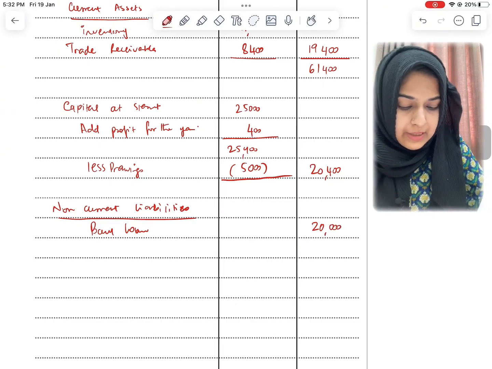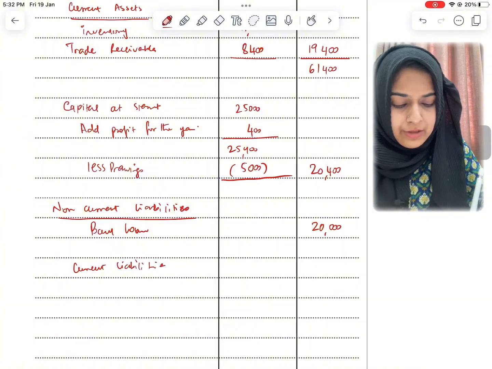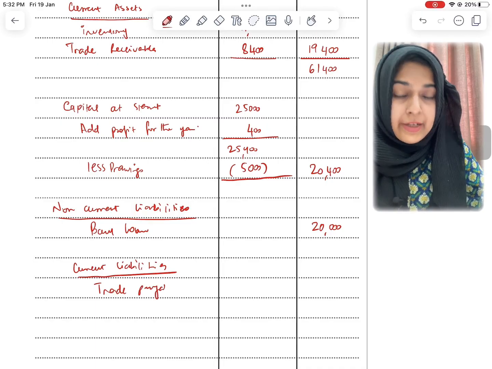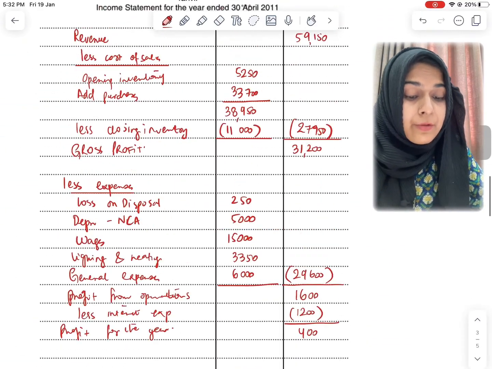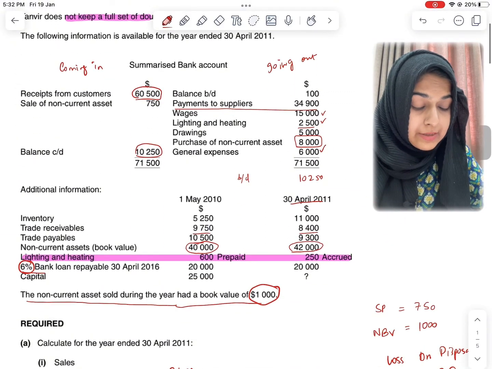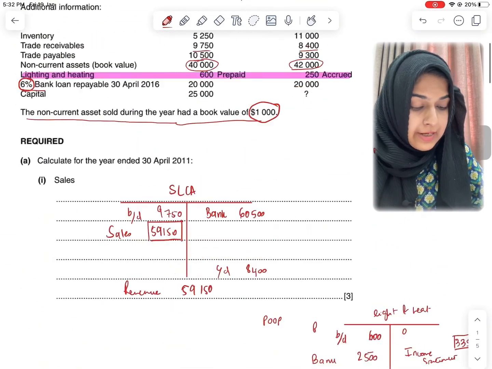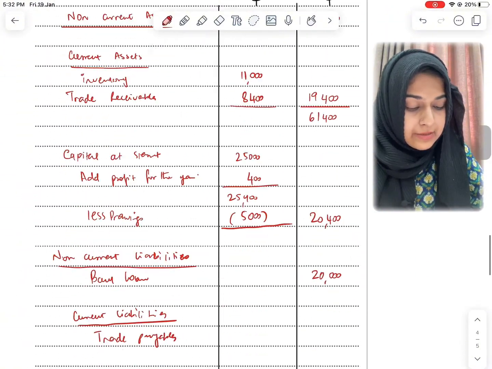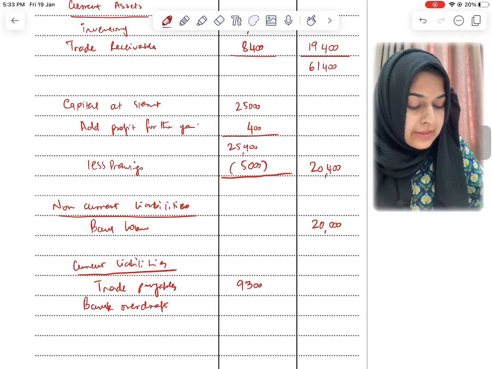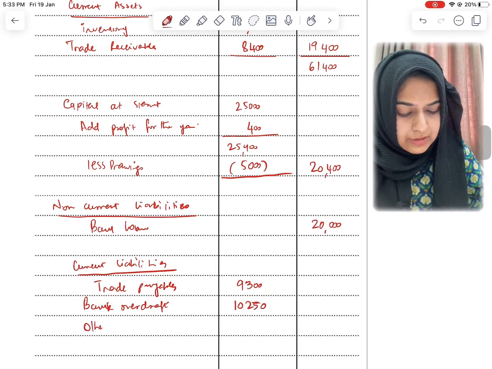And then we have current liabilities. So we write current liabilities, and basically we have three current liabilities. One, we have trade payables. Trade payables at the end of the year, which is also coming from the question, is 9,300. And you just write 9,300 as trade payables. Then you write bank overdraft. The next current liability is bank overdraft, that is 10,250. And then we have other payables, which is owing expenses.